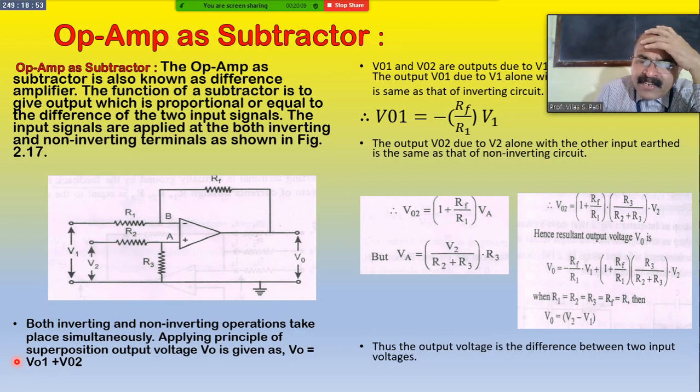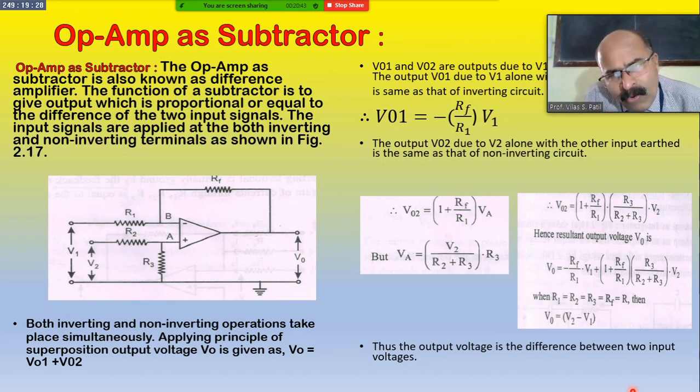Applying the superposition theorem, the total output V0 is as follows. When terminal 1 is present and the second is connected to ground, the output will be known as V01. The second output is V02, where terminal 2 has voltage V2 and terminal 1 is grounded. In the superposition theorem, ground the first, keep only the second terminal on, and take the output V02, and take the addition of both V01 and V02, which will be the total output voltage.